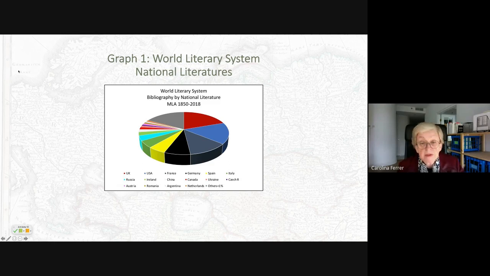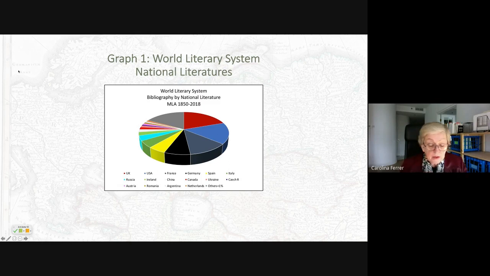As we can observe in graph one, publications are highly concentrated in a small number of countries. Actually, 16 national literatures accumulate 89% of the references, whereas the others individually represent less than 1% of the publications. According to this indicator, the top literatures are the United Kingdom, the United States of America, France, Germany, Spain, Italy, Russia, Ireland, China, Canada, Ukraine, the Czech Republic, Austria, Romania, Argentina, and the Netherlands.